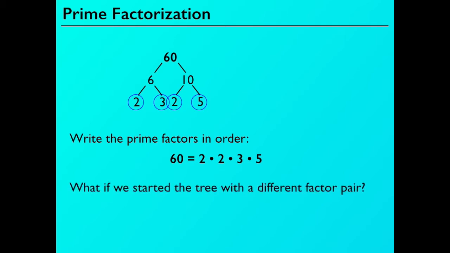But what if we started the tree with a different factor pair? What if we started with the factors 2 and 30? Well, 2 is a prime number, 30 has factors of 5 and 6, 6 has factors of 2 and 3. But notice we get the same result. 2 times 2 times 3 times 5.